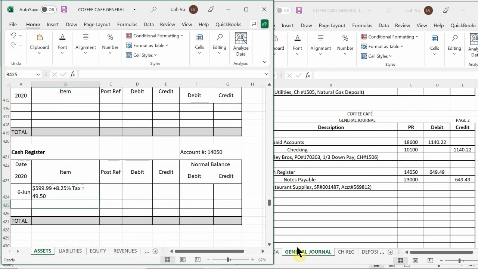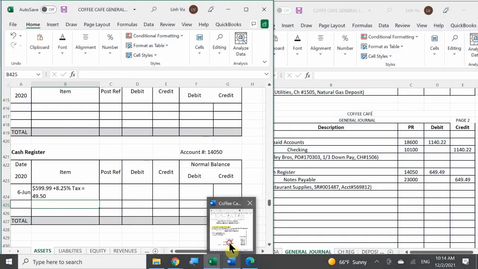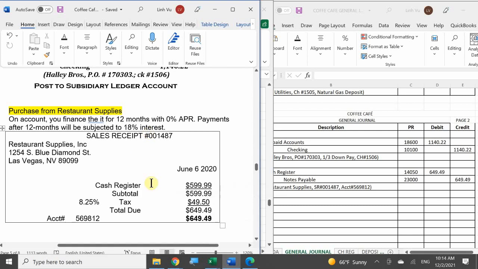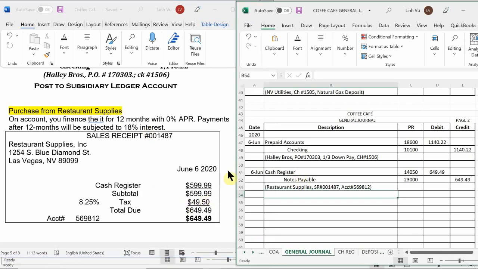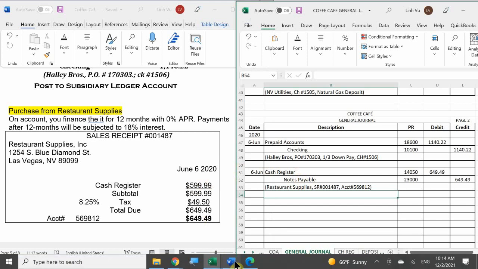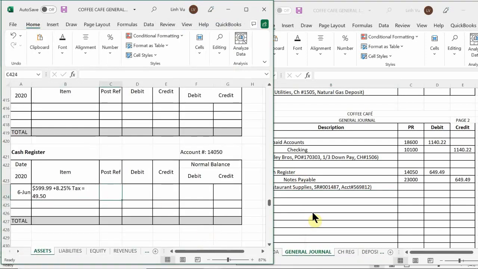I think it's a 49, 49.50, yeah. Okay. So there you go. So therefore, that will tell me post reference general journal number 2. And I acquired this asset for $649.49. Okay.